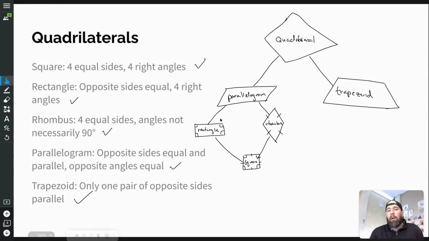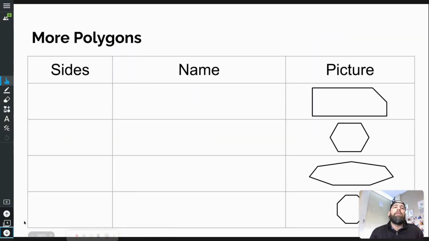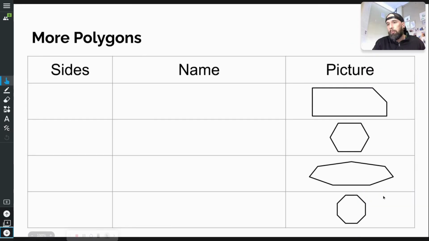Quadrilaterals. You got parallelograms, rectangles, rhombi, and squares. And then you have your trapezoids. Fun, fun, fun, fun, fun. Now, that is a 4-sided shape. All 4-sided shapes are called quadrilaterals no matter what they look like. I can name more polygons.